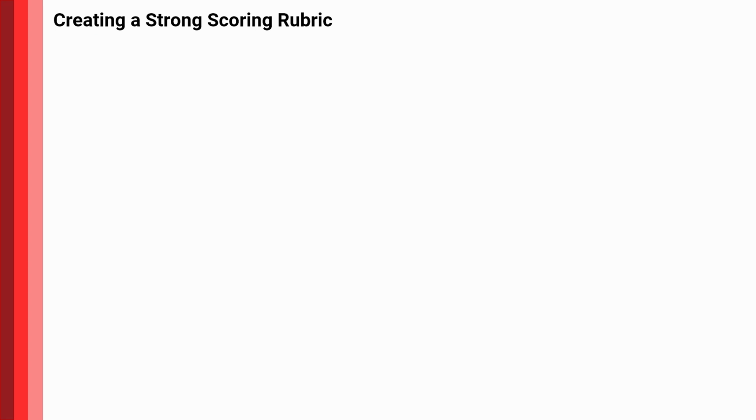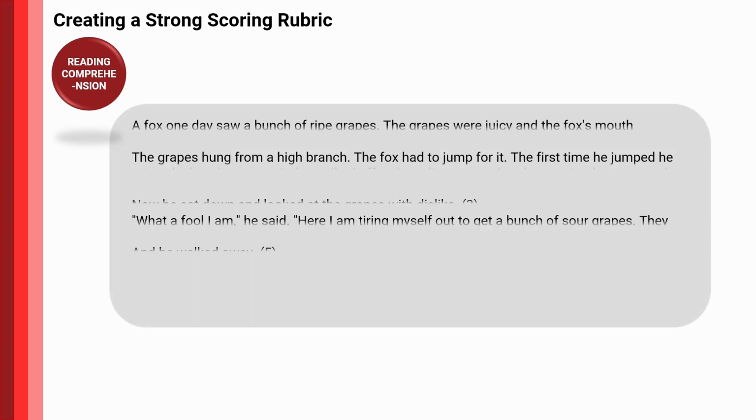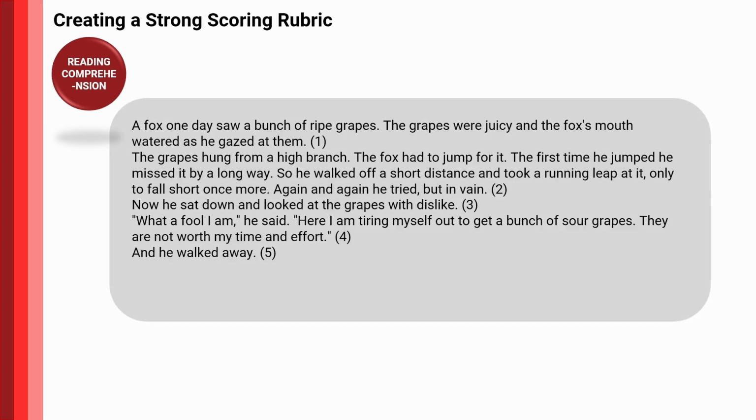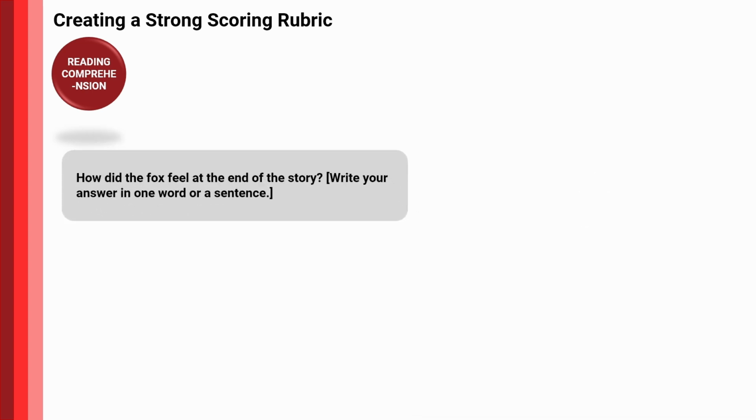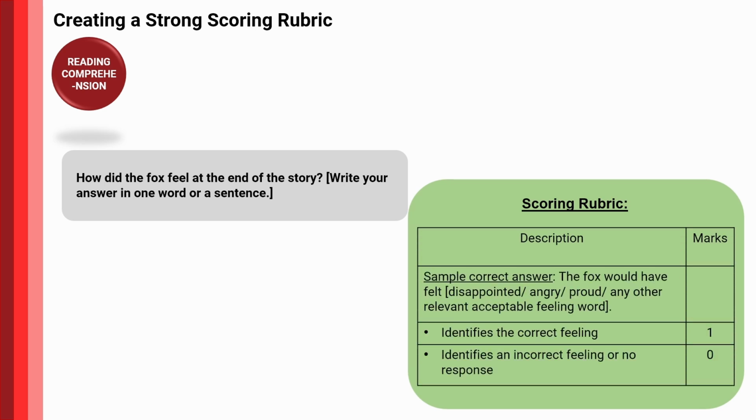Let us explore some language subjects. This story presents a fox's effort to reach high-hanging grapes, eventually losing hope and giving up after several attempts. Here is a question asking about the fox's feelings at the end of the story. Students are expected to write a single word or sentence, making this a short response question. The rubric should provide two key elements. First, sample answers indicating acceptable responses for evaluators. Second, clear instruction about when to award marks and when not to.